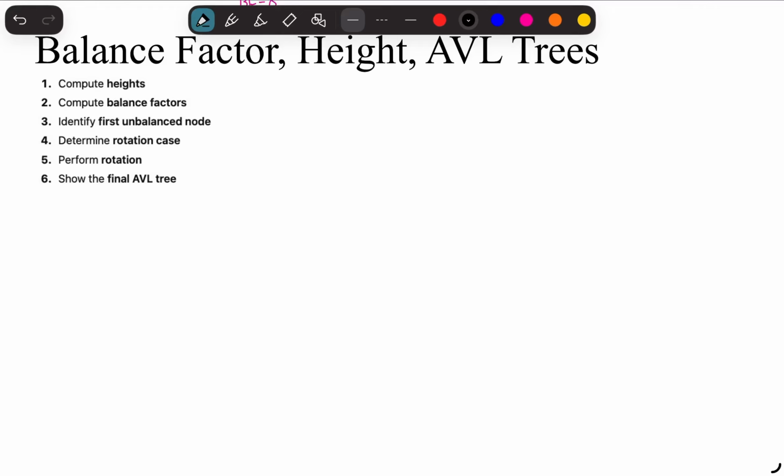In this video, we're going to be examining balance factor and height in AVL trees and the process of getting an AVL tree to be perfect by using the concepts of rotations. So first, we're going to get a tree, and then we're going to compute the heights, compute balance factors, identify the first unbalanced node, determine the rotation cases required to fix that node, perform those rotations, and then find the final AVL tree.